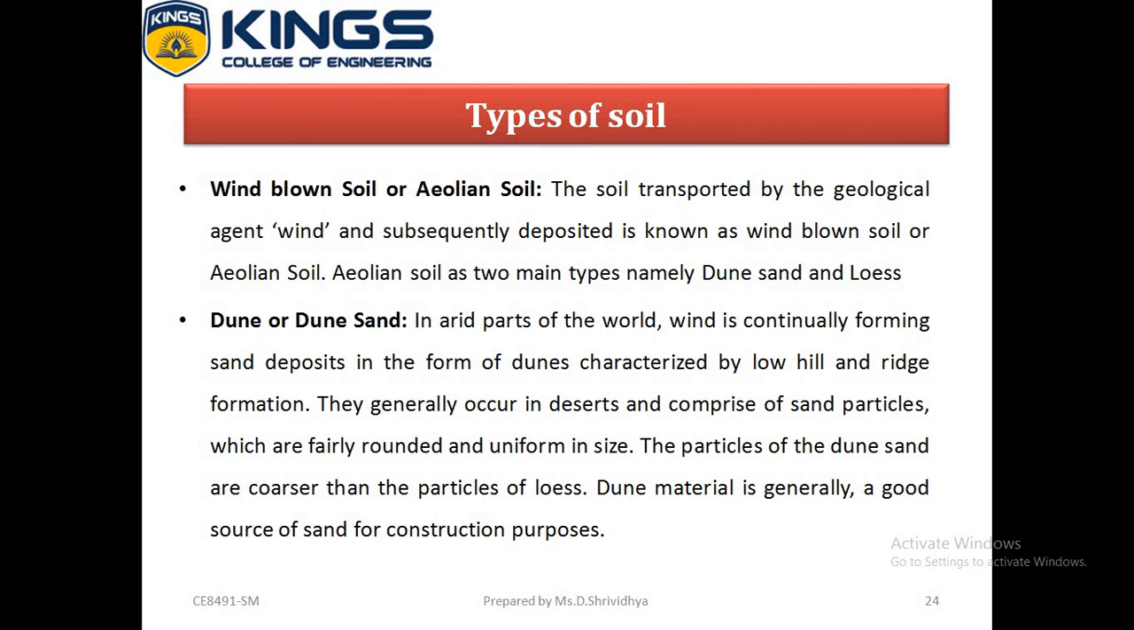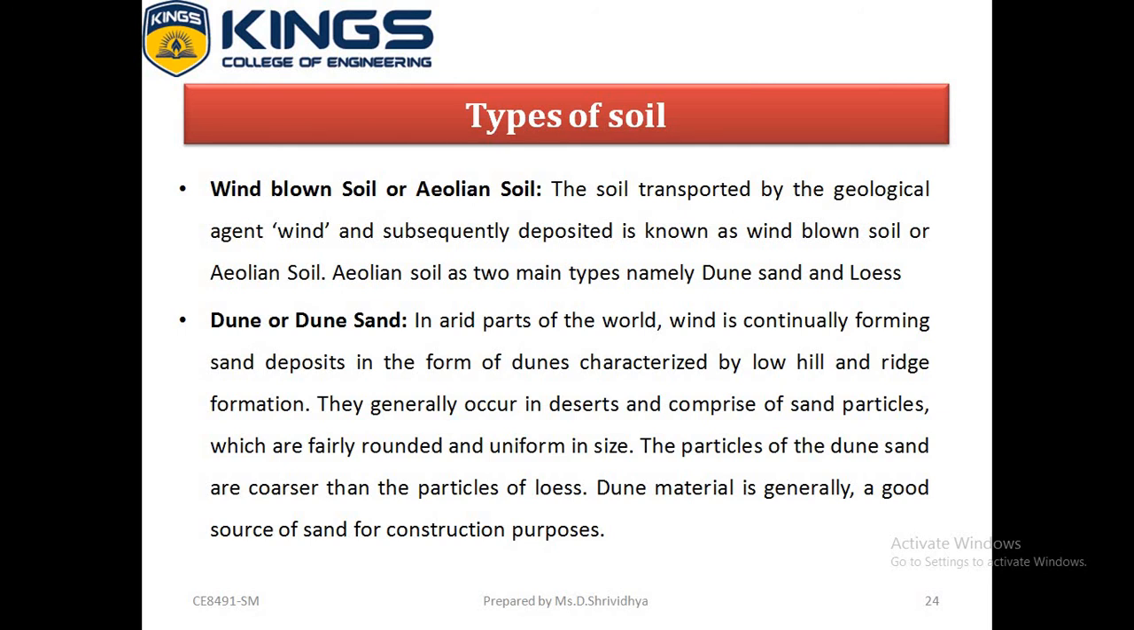Next, these are some important types of soil exposed on the earth's surface: wind blown soil or aeolian soil. The soil transported by the geological agent wind and subsequently deposited is known as wind blown soil or aeolian soil. Aeolian soils are of two main types, namely dune sand and loess.